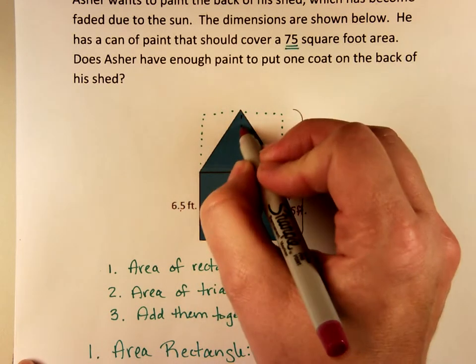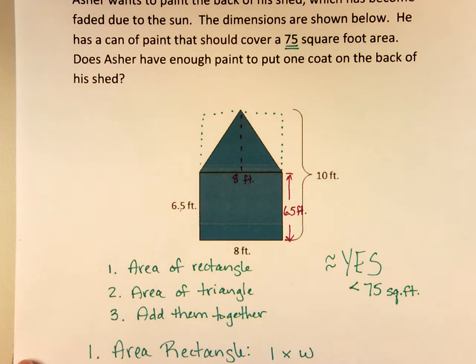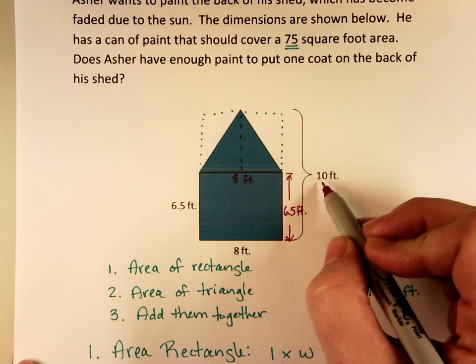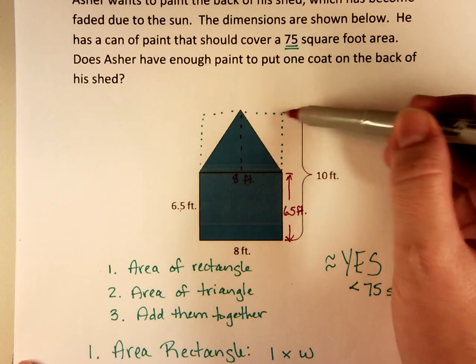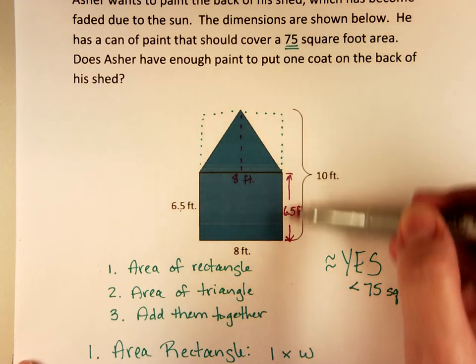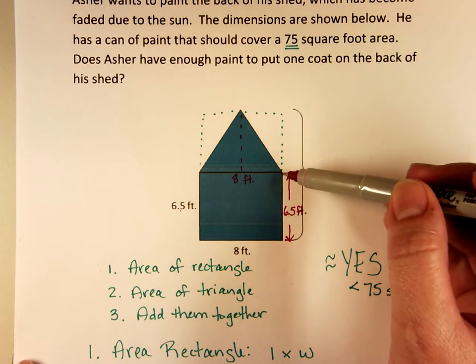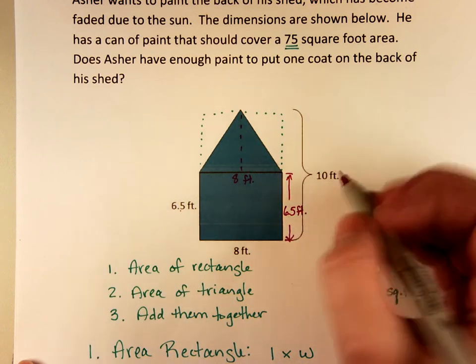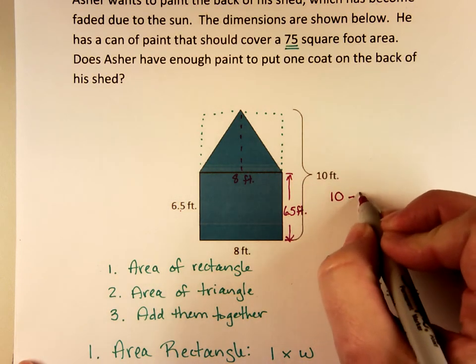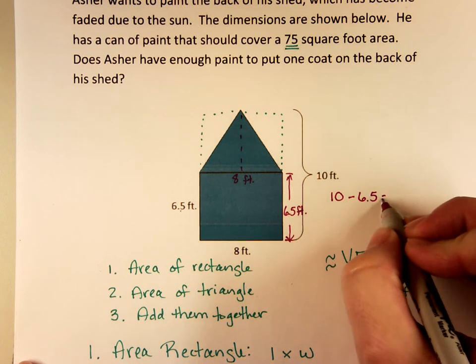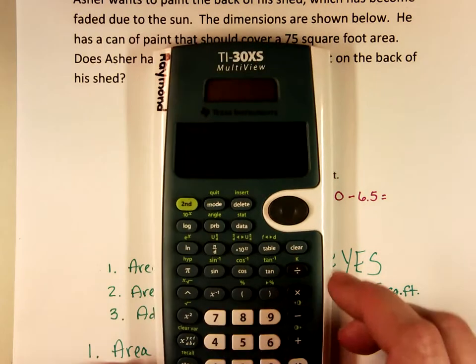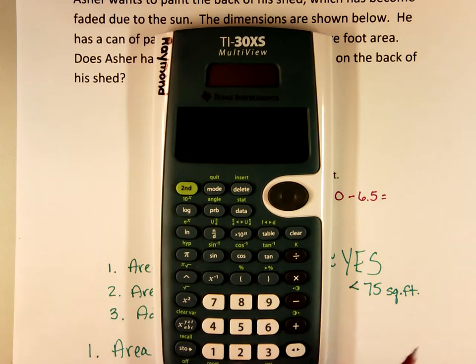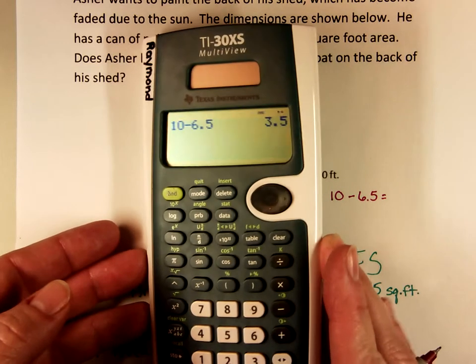What is the height of my triangle? How do you think we'll find that? Let's use this piece of information here. We know that everything from this point, which was the tip, all the way down is 10 feet. And I know this section is 6.5 feet. So let's do 10 minus 6.5, and we can do it on our calculator. 10 minus 6.5 is 3.5.